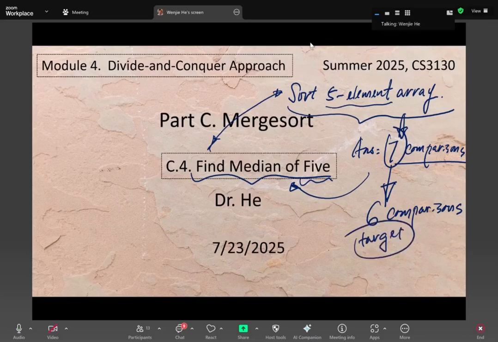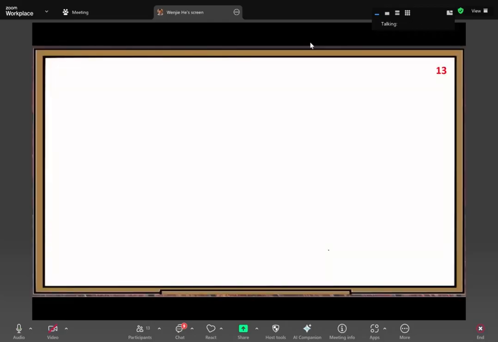So let us try to use 6 comparisons to find the median of 5. That's pretty challenging. All right. Where is my remote control? Oh, here. I only have a few minutes. I need to solve it quickly.